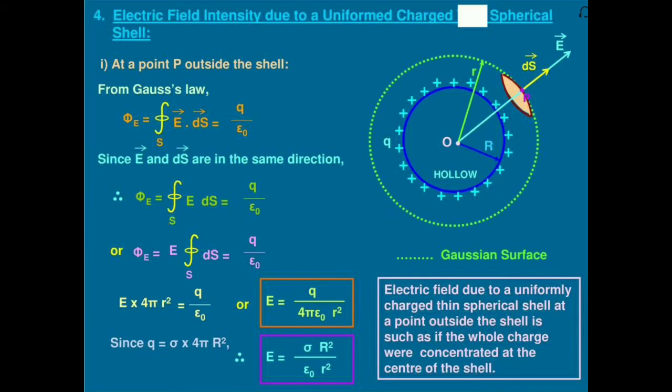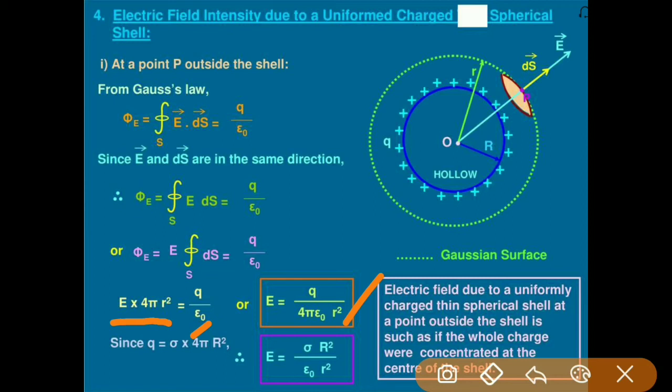Then after simplification you will get E into 4 pi r square, and this is equal to 1 upon epsilon naught times the charge enclosed. Here our aim is to find the charge enclosed. Assume the total charge spread throughout this spherical cell is q. So you will get E is equal to 1 upon 4 pi epsilon naught times q upon r square.